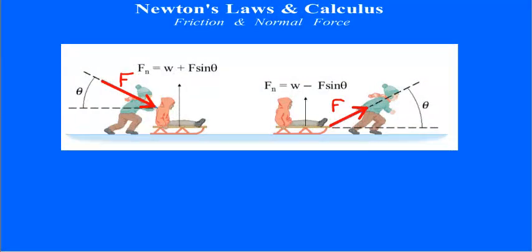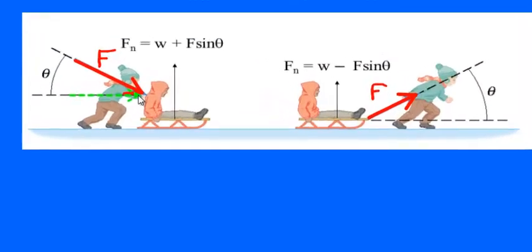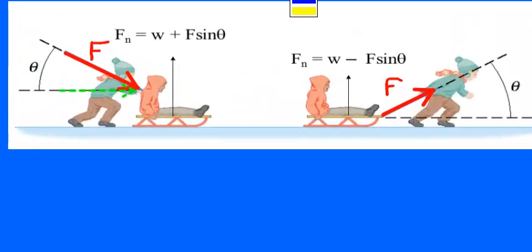Okay, if we look on the left-hand side, this is when he's pushing. We can take this two-dimensional force and break it into its one-dimensional components, the horizontal one, and then in the vertical direction, coming down like this. And we can see here that this is what's going to add to the normal force, because the ground's going to have to push up harder to compensate for that.